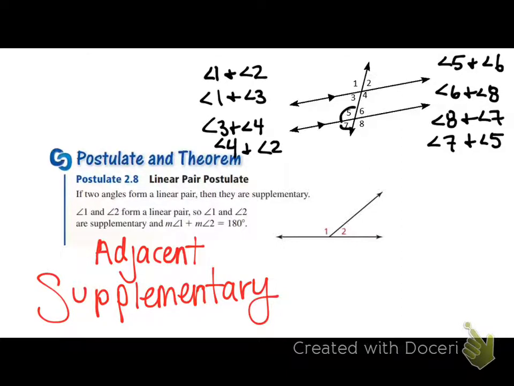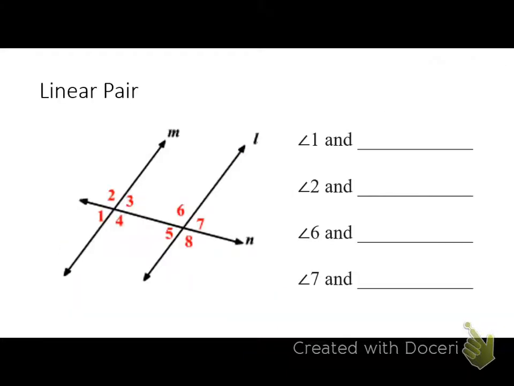So we didn't highlight, but we will highlight in the future. These are supplementary. We've already learned about them. I think I show you this. We're just going to fill in the blank. Angle 1 is linear with what other angle in this picture? 1 and 2. What else is it linear with? 1 and 4. 2 is linear with 3, and it's also linear with 1. 6 is linear with 5 and 7, and 7 is linear with 8 and 6. Okay, just something to talk about.